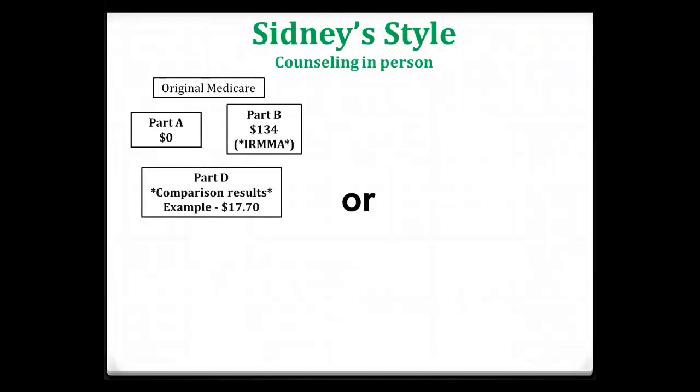And then we can do a Part D comparison because we're in person with that individual. We have a computer. We may have a printer. If not, we can huddle around the computer. But it's based on the comparison results.